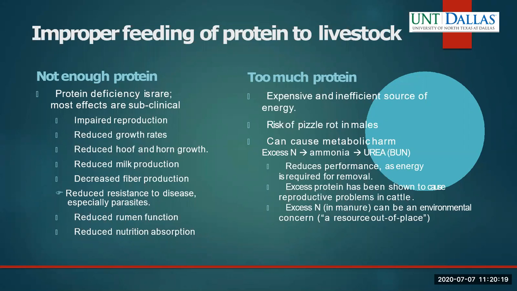If there is not enough protein in the diet, it might cause reduced nutrient absorption. And when there is too much protein in the diet, the effects are different. It becomes an expensive and inefficient source of energy. The risk of metabolic harm is also caused. The excess nitrogen is converted to ammonia and then urea, which reduces performance as energy is required for removal. Excess protein has been shown to cause reproductive problems in cattle, and excess nitrogen in the manure can be an environmental concern.